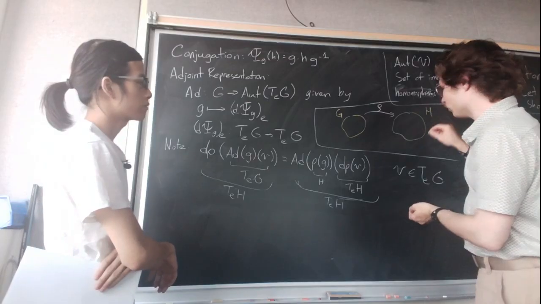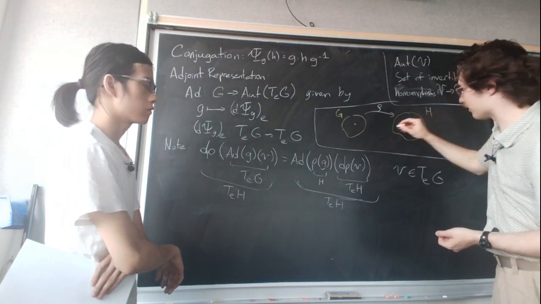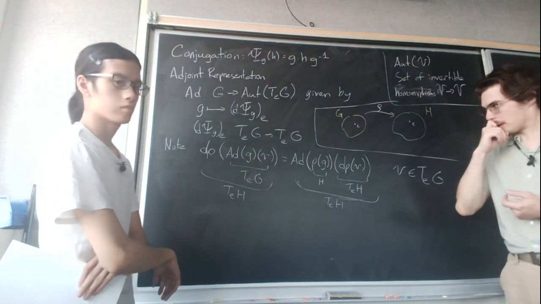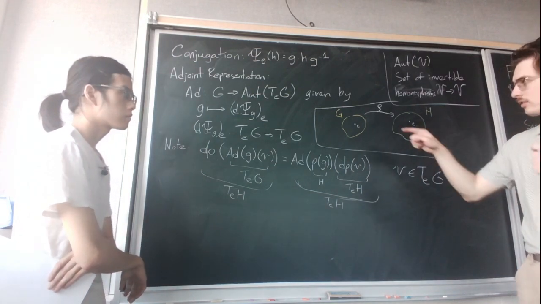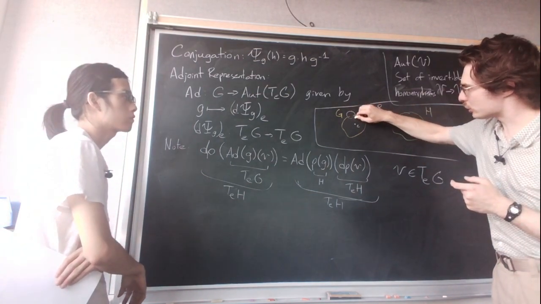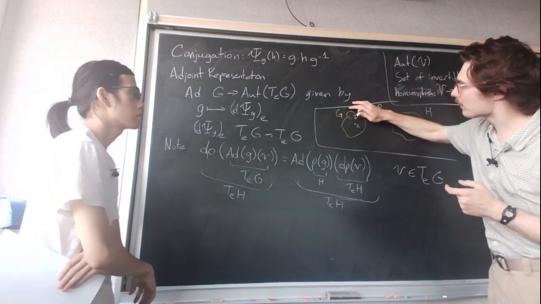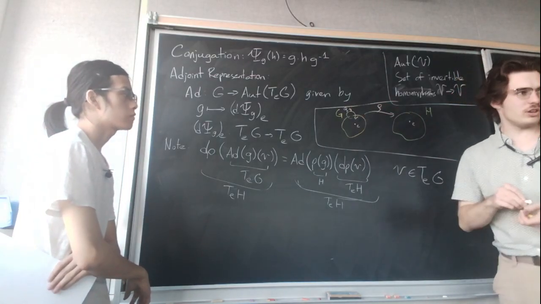Okay, we have G and H, right? And then we have the identity here, we have the identity here. Okay? Then what do we have? Suppose we fix some G in here. Then I have some conjugation operation. This was psi g, right? Yes. I had some psi g operation.